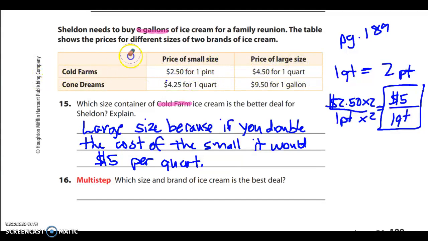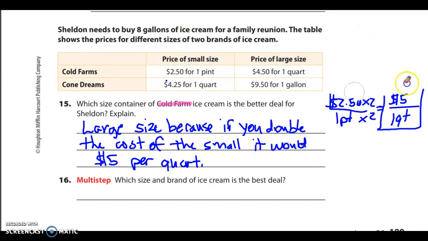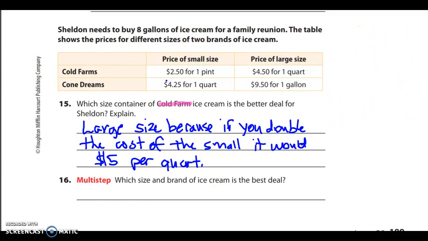16 reads, which size and brand of ice cream is the best deal? So there's different ways to do this. One way to do it is to find the price per gallon of all of them. This one we already know is $9.50 per gallon. This one right here we can figure out the price per gallon by multiplying by 4. Why are we going to multiply by 4? Because 4 quarts is a gallon. And this one right here we could also multiply by 4.